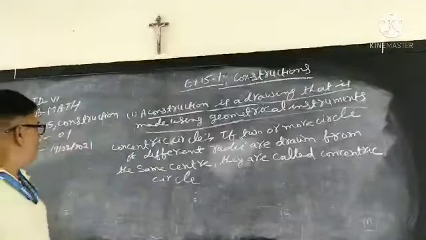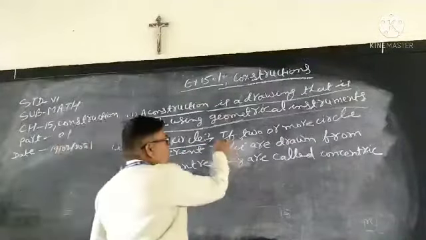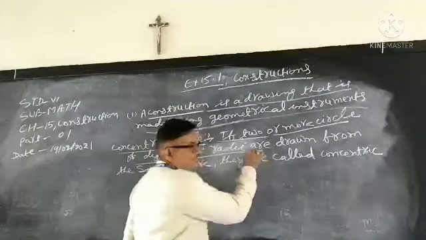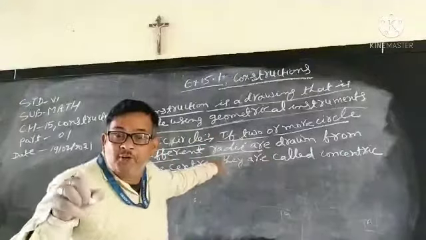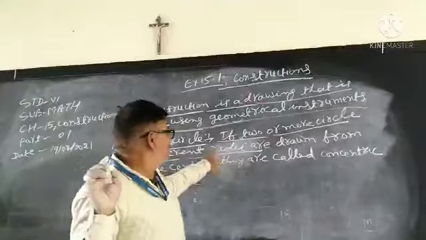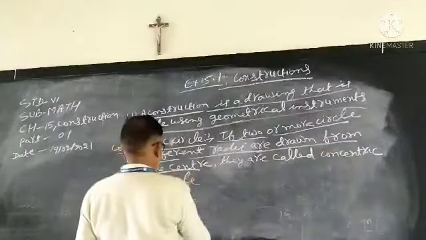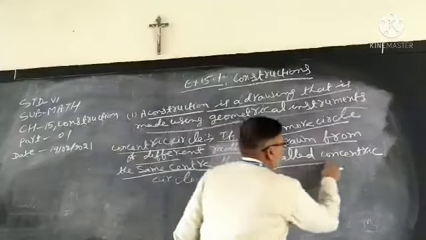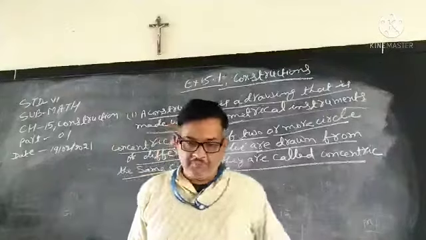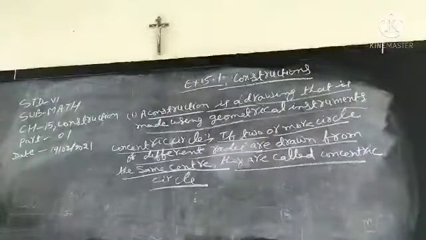Okay, now concentric circles. If two or more circles of different radii (radii is the plural of radius) are drawn from the same center, they are called concentric circles. It is clear.